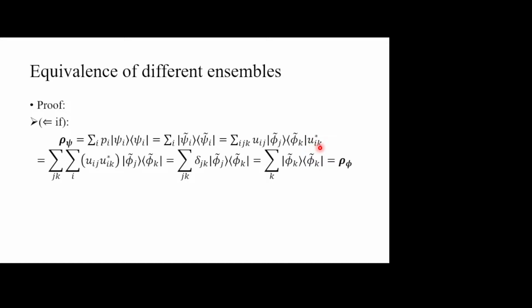So phi k tilde and uik star, because you do the adjoint operator. So this uik becomes uik star, meaning complex conjugation. Okay. And now we just change our summation order and group things differently. Those are numbers, so you can just write the numbers next to each other, and then we'll try to do a summation on i first.